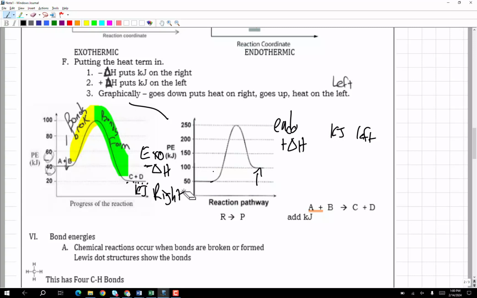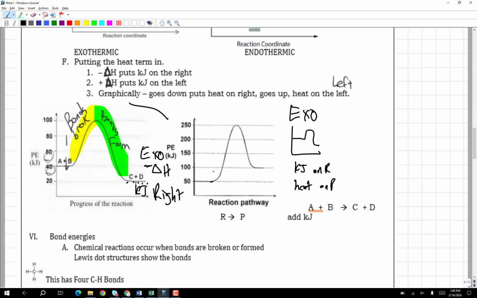Again, what do we need to know about endothermic and exothermic? Let's make it a little clearer. I'll do exo, and endo will be the opposite. Exo goes down. Kilojoules on the right, heat on the right, more bond energy in forming products.